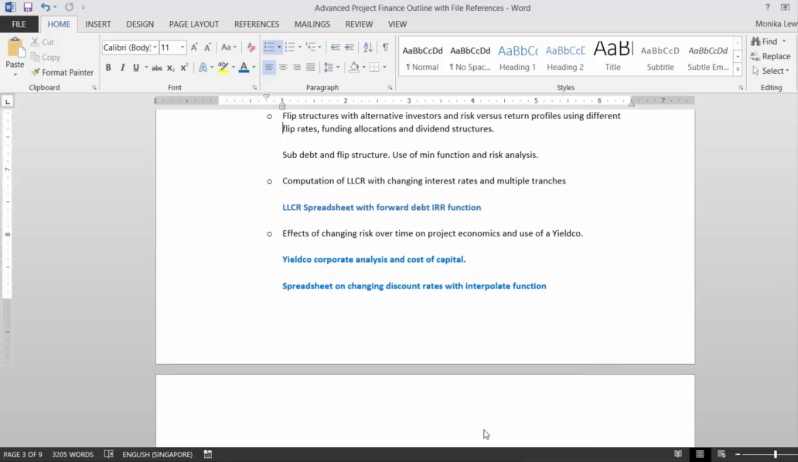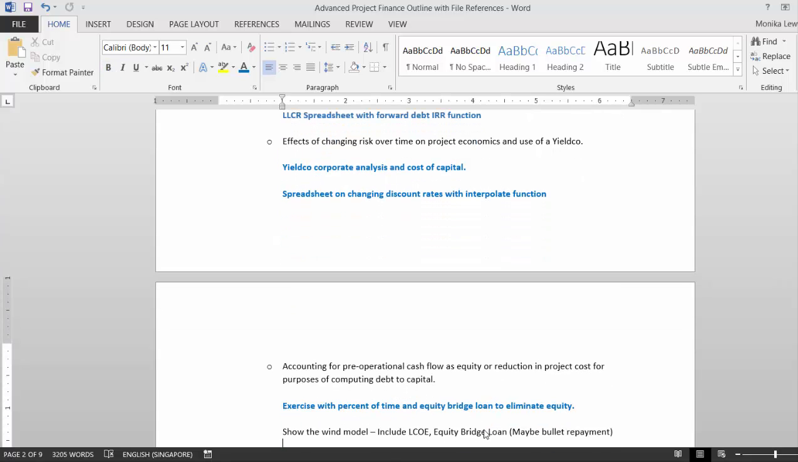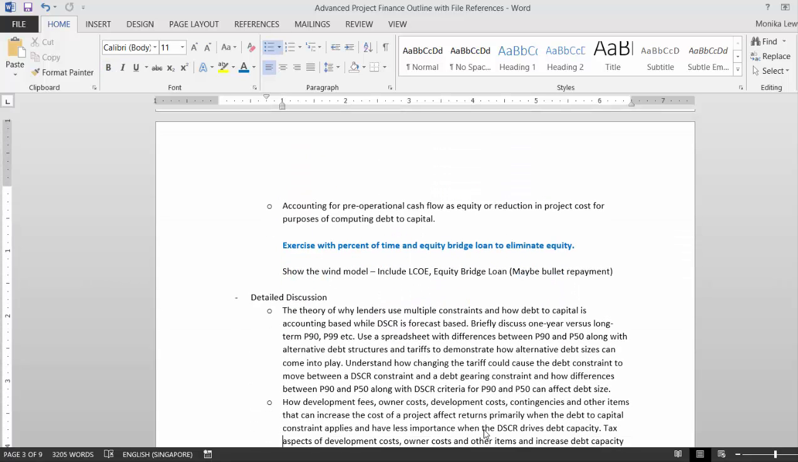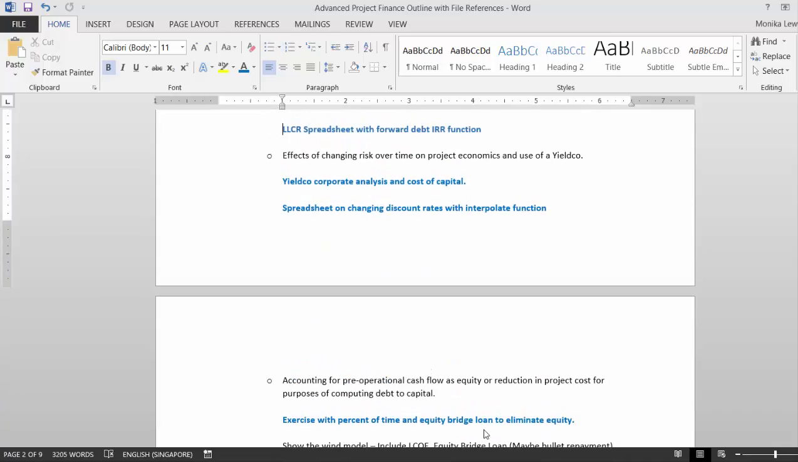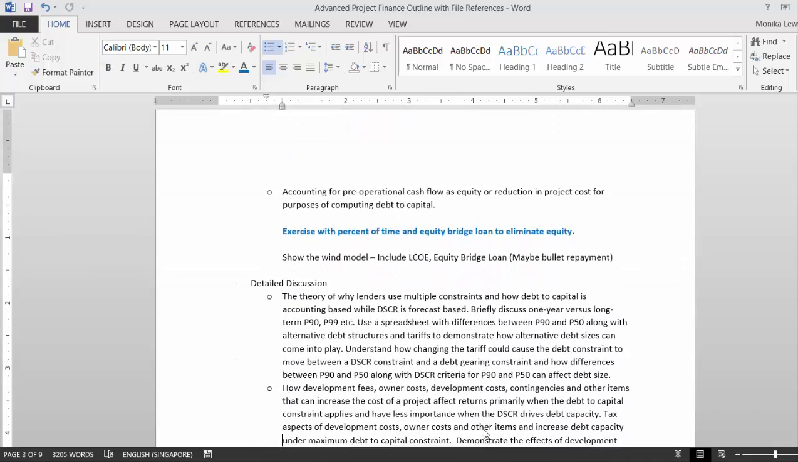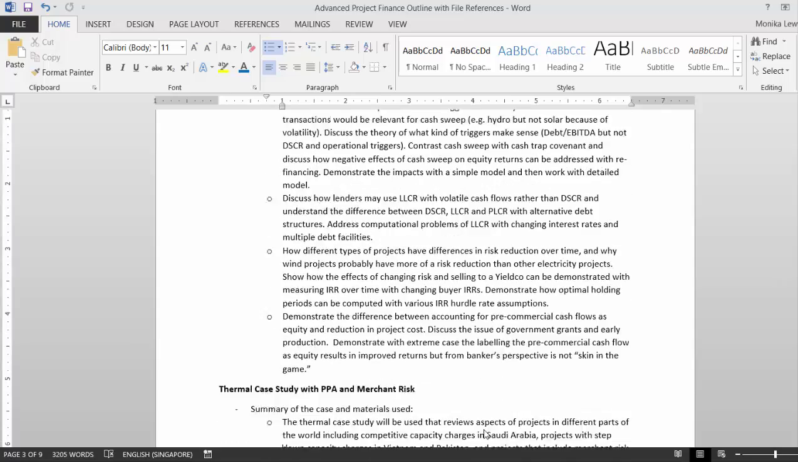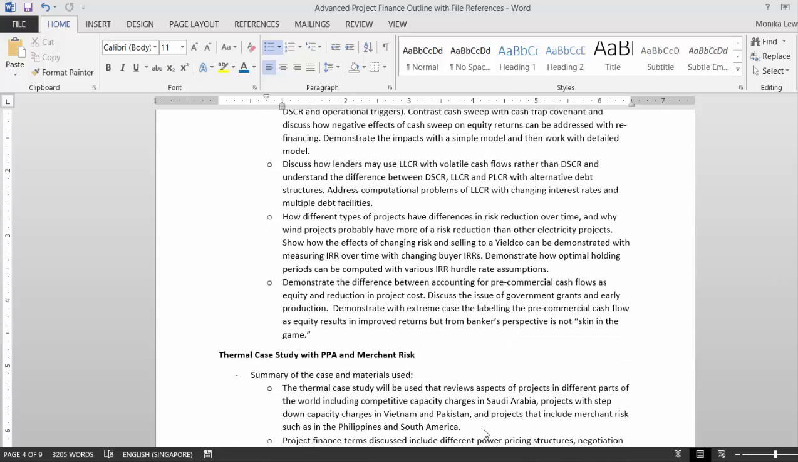I've got to put in the analysis of the sub debt and the flip structure. LLCRs, the complexities with different things, that's more mechanical. And then we have some yield co analysis. I haven't done the IRR analysis on the yield cos yet, but okay, and this describes everything.